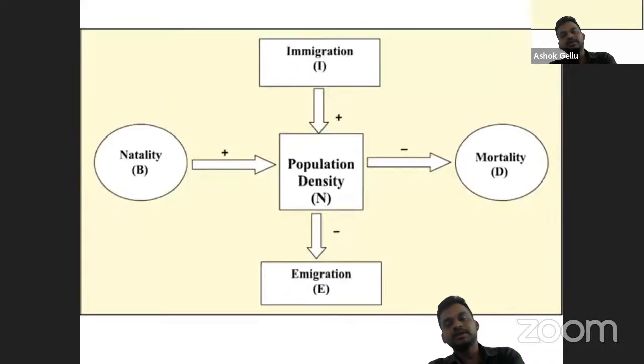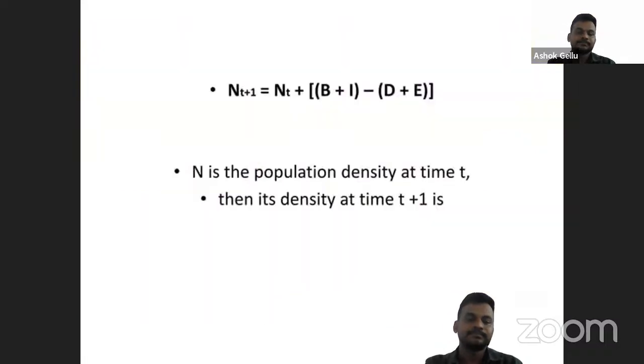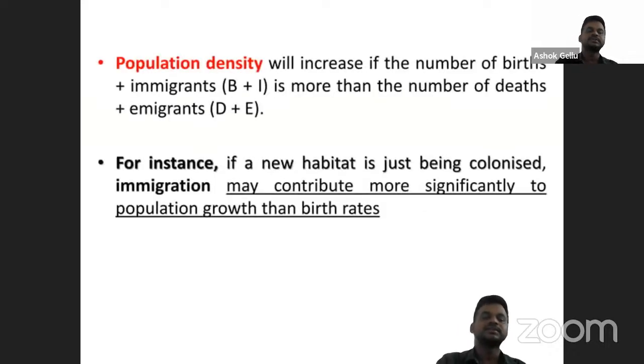The population density has four factors: natality, mortality, immigration, and emigration. These are related to population. These four are related to the population density. By these equations, we can calculate the population density.